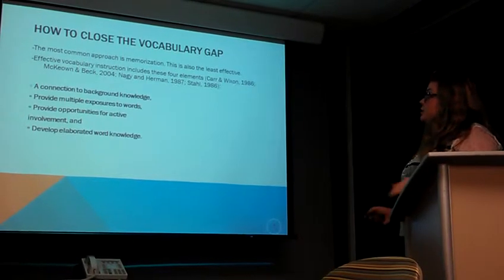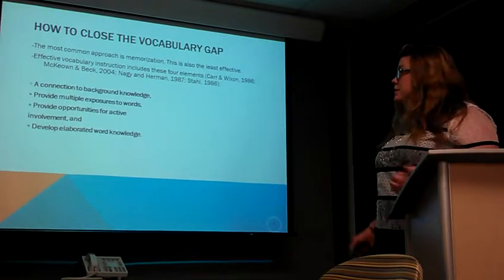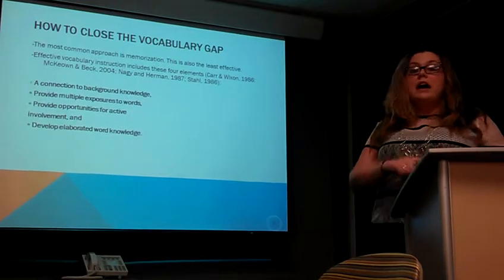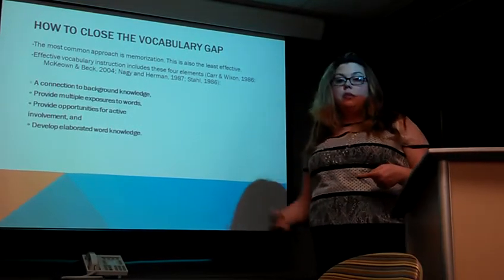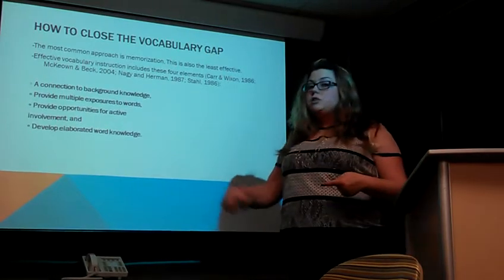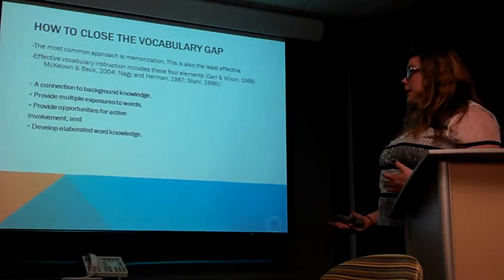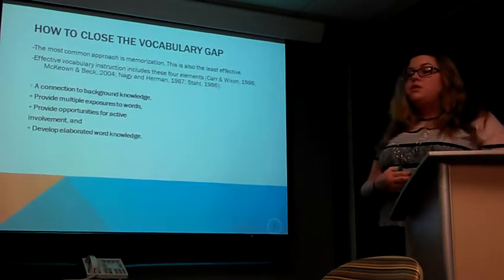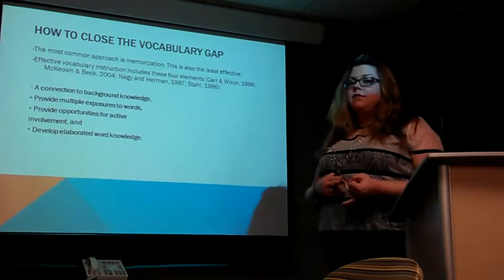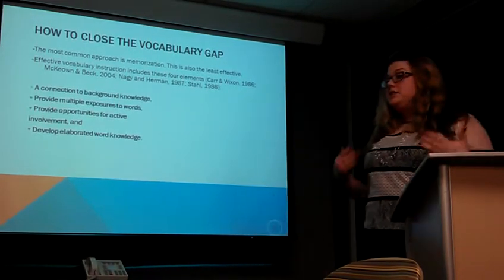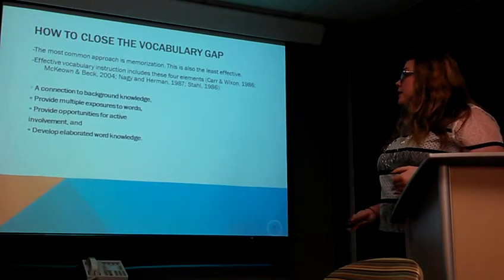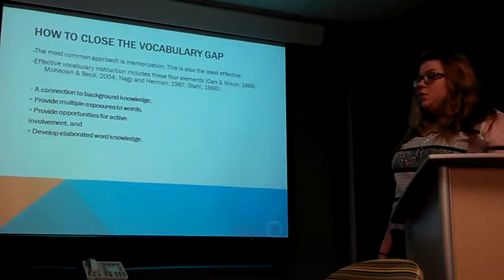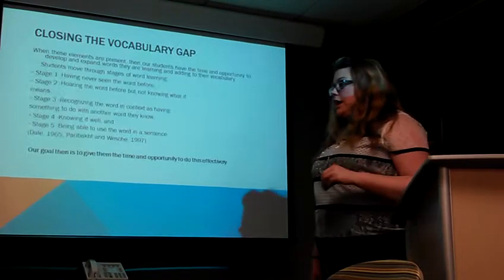We actually need to focus our vocabulary instruction on 4 main elements. The first is connecting to background knowledge for our students. We need to provide a lot of exposure. So throughout the week, throughout the unit, throughout the entire year, students need to be exposed to the same vocabulary words in the correct context. And they need to have opportunities to have active involvement with these words. So if that means creating sentences, if that means acting the words out, they just need to become active in their word knowledge. And they need to develop their word knowledge, their understanding of word parts and the words in context.